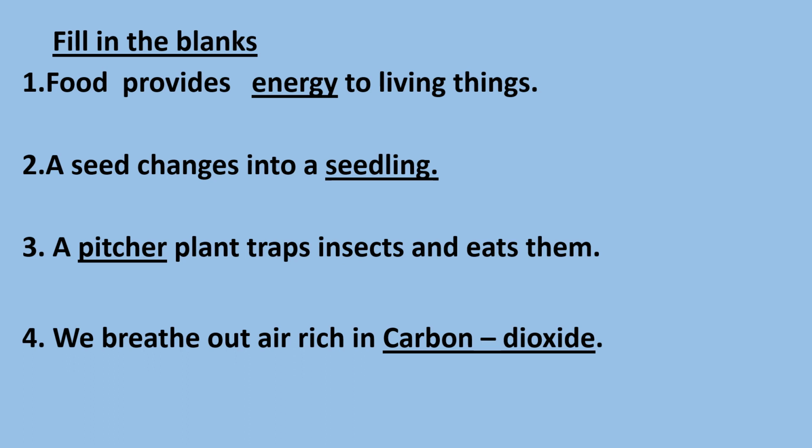Next is: we breathe out air rich in dash. The answer is, we breathe out air rich in carbon dioxide. Children, when we exhale, we breathe out less oxygen but more carbon dioxide than we inhale. The carbon we breathe out as carbon dioxide comes from the carbon in the food we eat. So when we are inhaling, we inhale oxygen-rich air, and when we are exhaling, we exhale carbon dioxide-rich air.